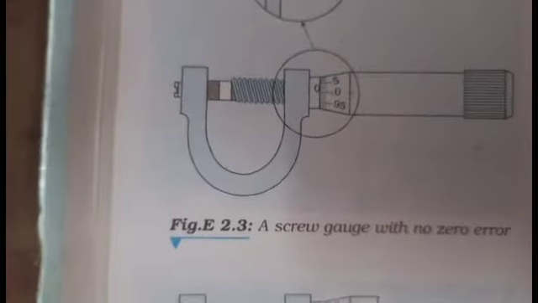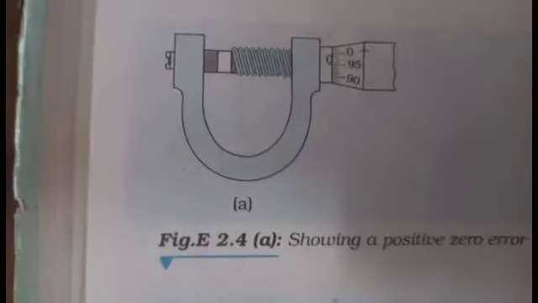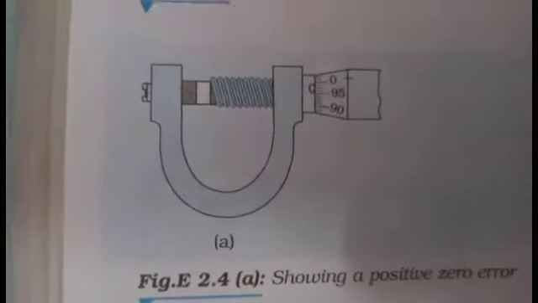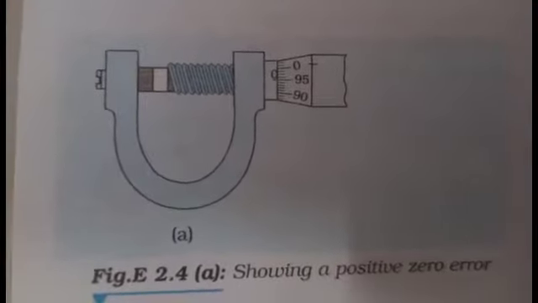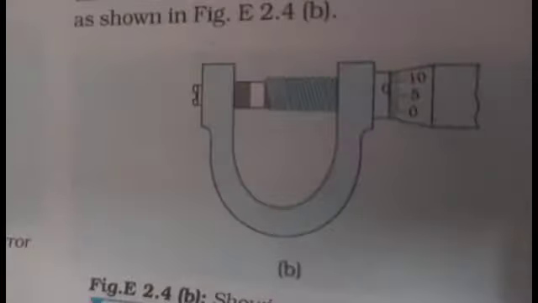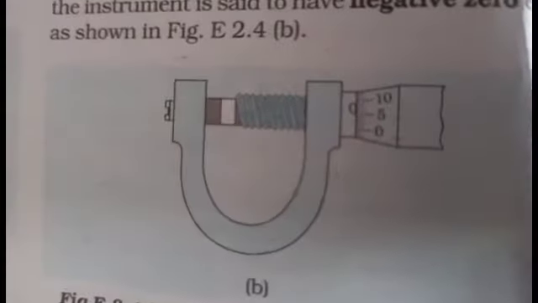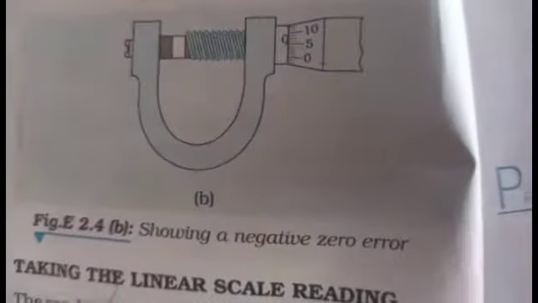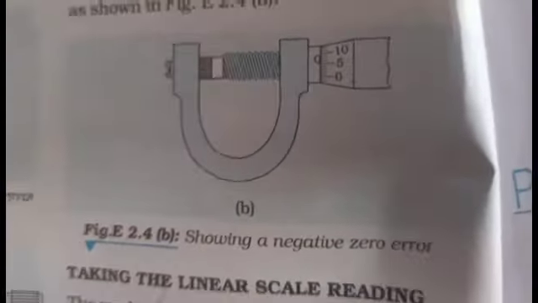So in case of error, if 0 exactly coincides with the horizontal line, there is no error. If 0 is above the horizontal line, the error is positive, the correction is negative. If 0 is below the reference line, the error is negative, the correction is positive.